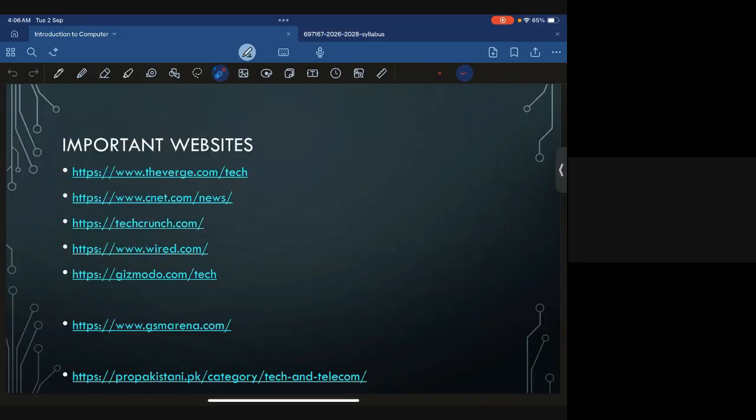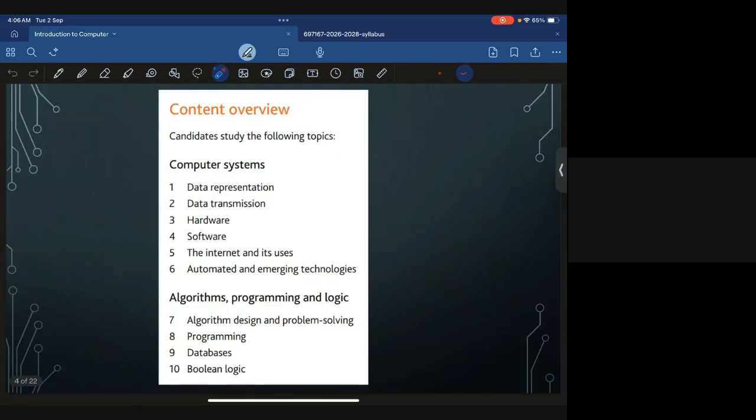First thing to look into is the important websites for your own learning in regards to what happens practically around us. Technology is not something that you can memorize, it's more about what happens with technology around you. That's something that you need to learn with time. So these are certain important websites that are recommended to go through, and they will help you in the learning process.